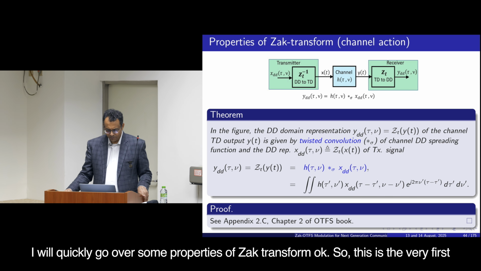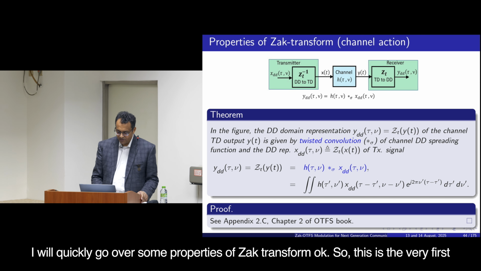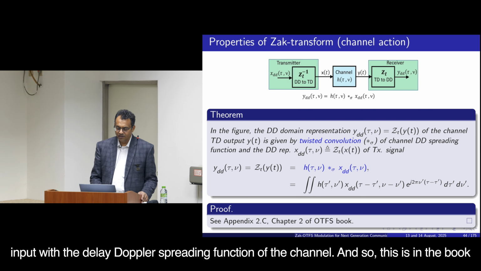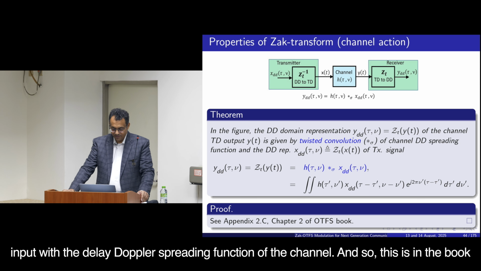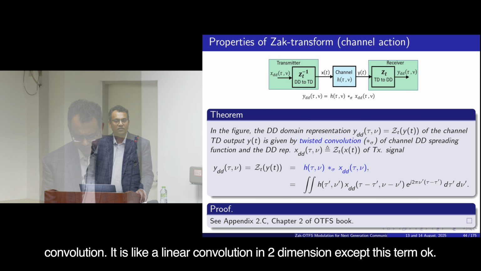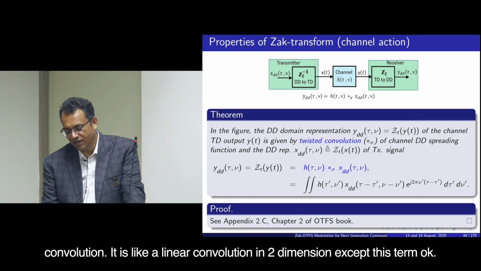I will quickly go over some properties of the Zak transform. Okay. So, this is the very first property, the most important one, that the output is given by the twisted convolution of the input with the delay-Doppler spreading function of the channel. And this is in the book in appendix 2.c, chapter 2 of the book. Okay. And this is the expression for twisted convolution. It is like a linear convolution in 2 dimensions except this term. Okay.